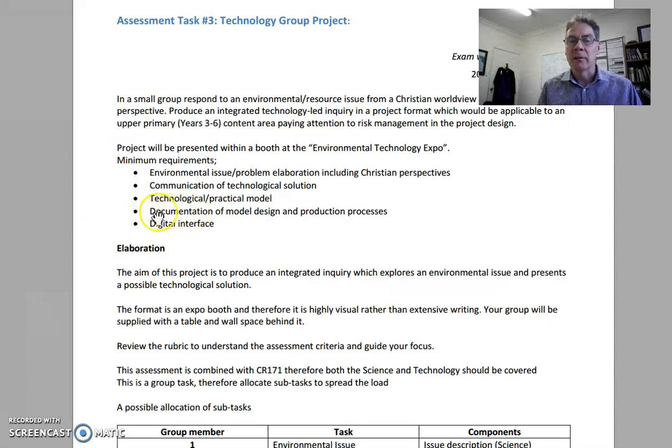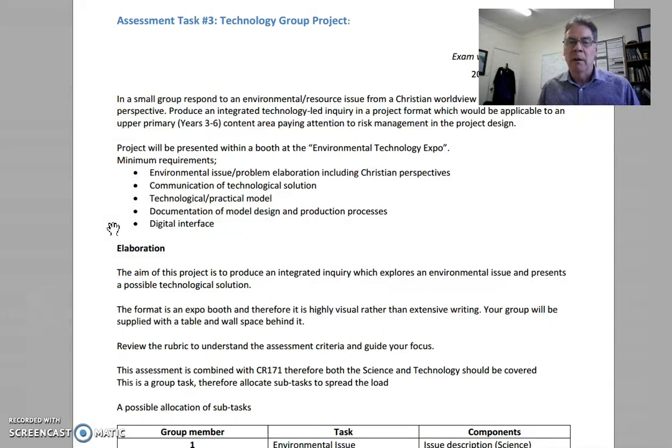And then the design features are going to be satisfied with the documentation, where you're going to take photographs and document how you designed, going through that design process that we learned about previously. Additionally, you're going to have a digital interface, typically a laptop with some sort of presentation or activity on it. It wraps it all up.